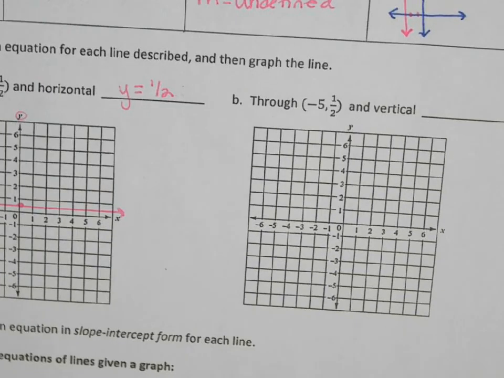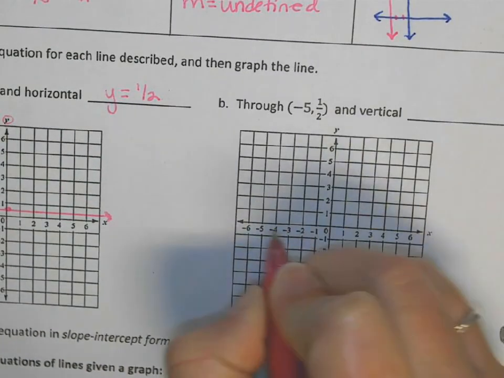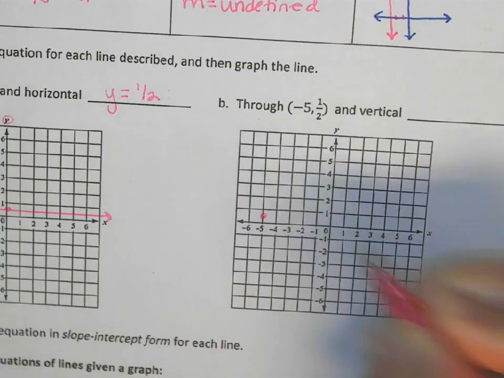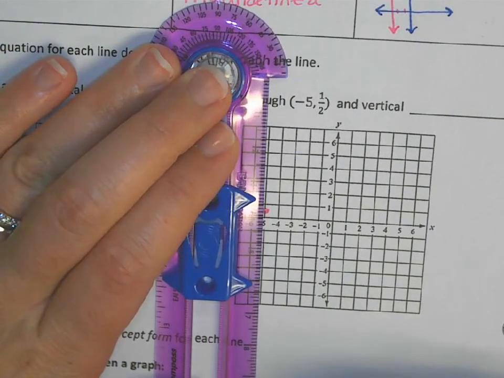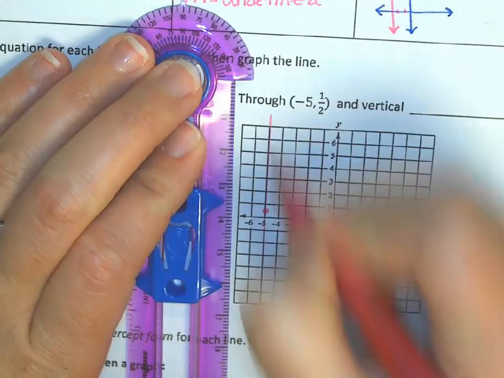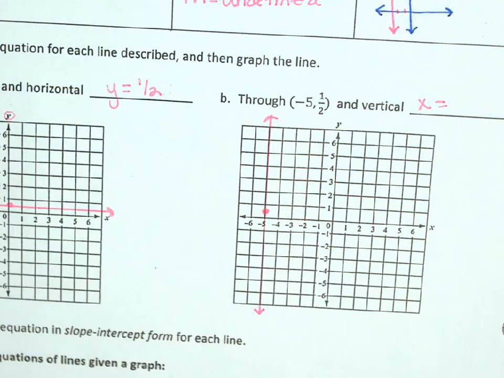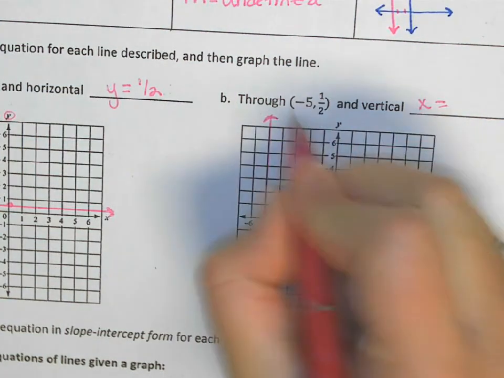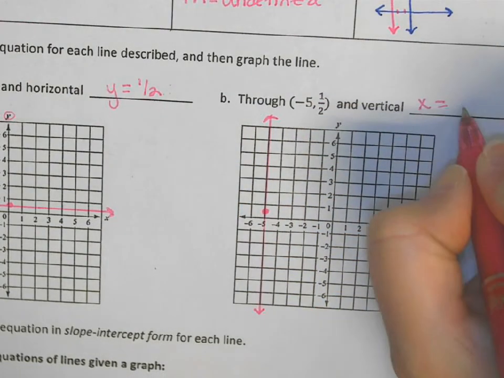We're going to try it again, but this one's going to be vertical. It's going through that same point, (-5, 1/2). But this one's going to be a vertical line. So what axis does this one go through? The x-axis. So it has to be x equals, and what number does it hit the x-axis at? Or, looking at the point, what does the x value have to be? -5.